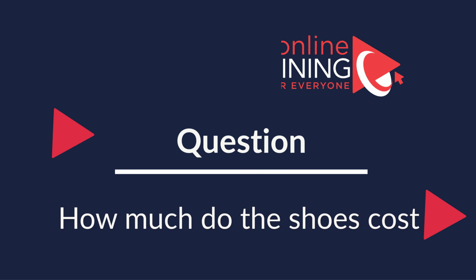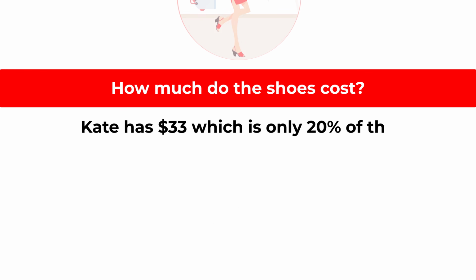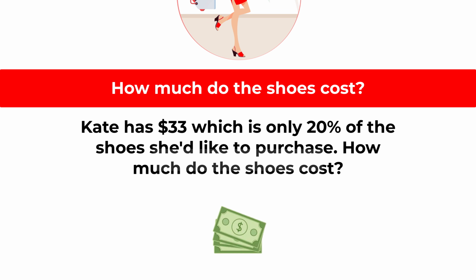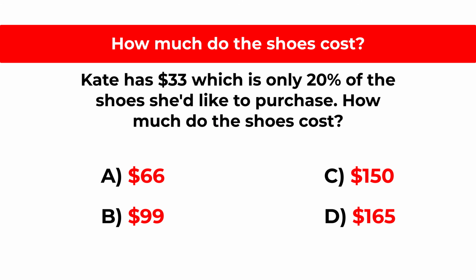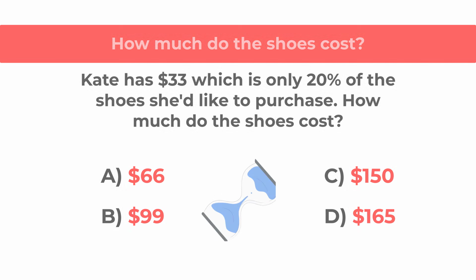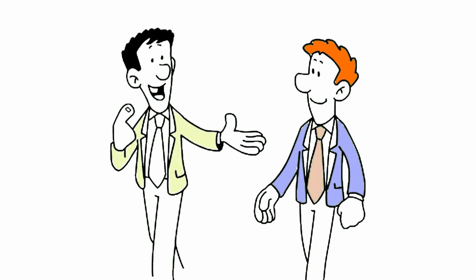Here's the cool question that you frequently get on the test. Kate has $33, which is only 20% of the cost of shoes that she would like to purchase. How much do the shoes cost? And you're presented with 4 different choices. Choice A, $66, choice B, $99, choice C, $150, and choice D, $165. Can you calculate the answer? Give yourself 10 to 15 seconds, maybe 20 to 30 seconds, depending how well you are with math and percentages. Ready or not, let's go ahead and get to the correct solution together.